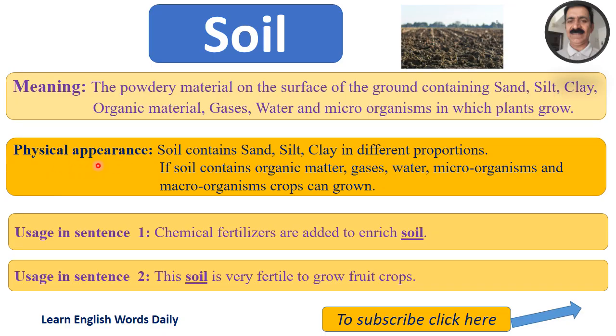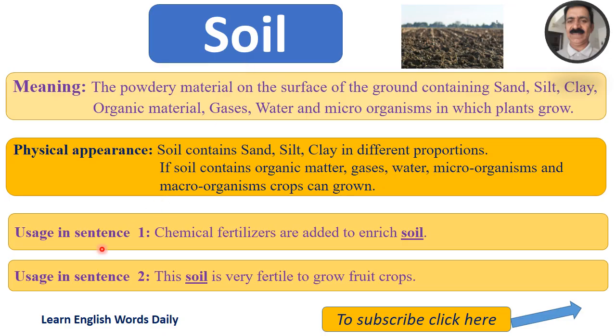Coming to the physical appearance of soil. Soil contains sand, silt, clay in different proportions. If soil contains organic matter, gases, water, microorganisms, and macroorganisms, crops can be grown in that. That is how soil is considered as the soul of life on this earth.